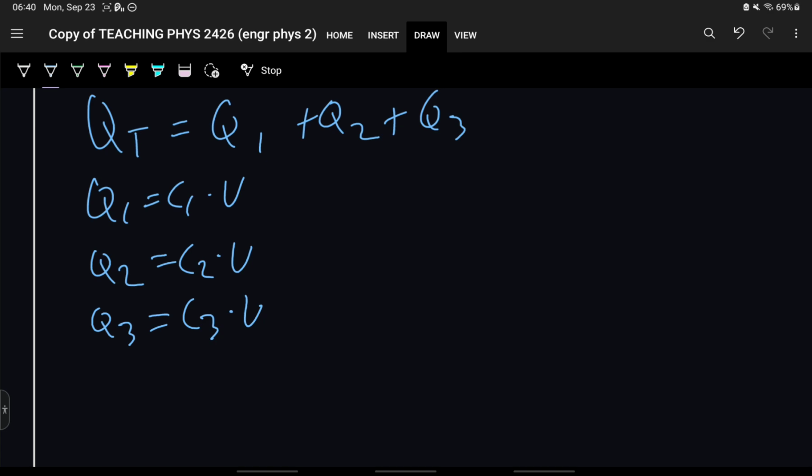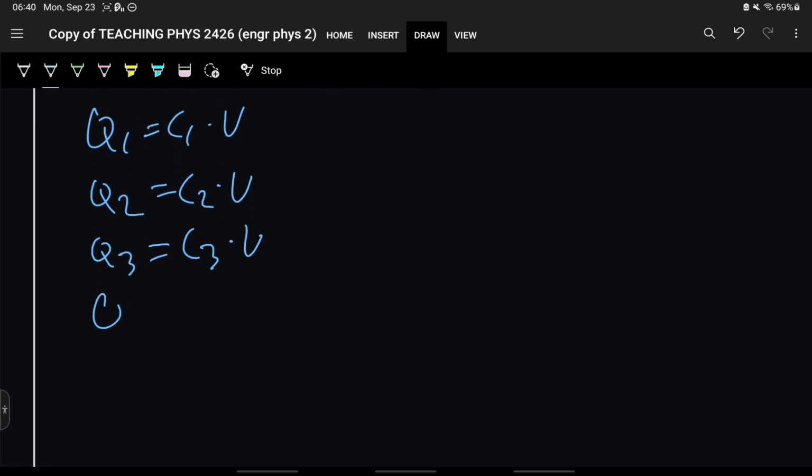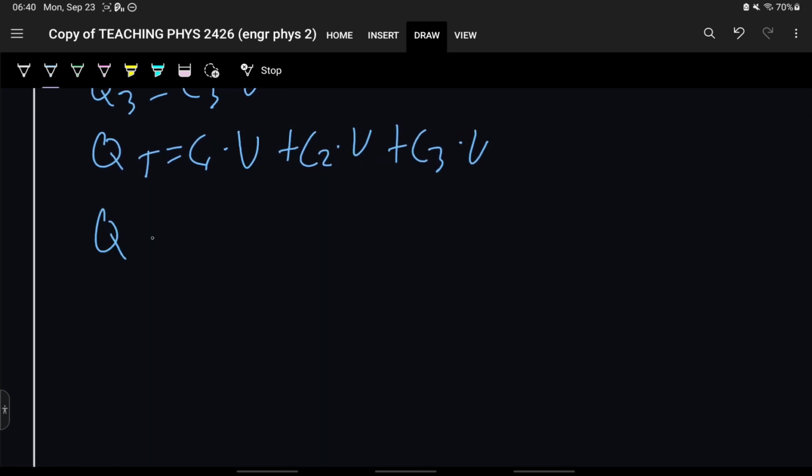And so we can go ahead and express the total charge as Q sub t is equal to C1 times V plus C2 times V plus C3 times V. And now we can factor out that common term V, which gives us Q sub t is equal to C1 plus C2 plus C3, and then times V.